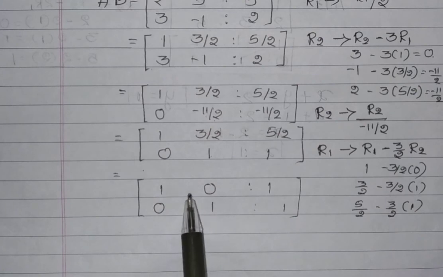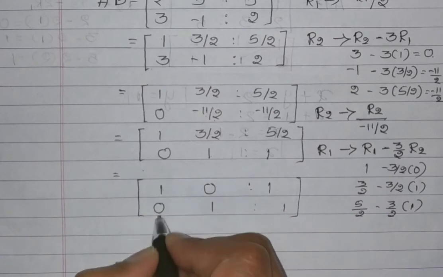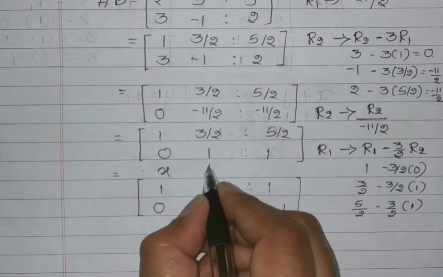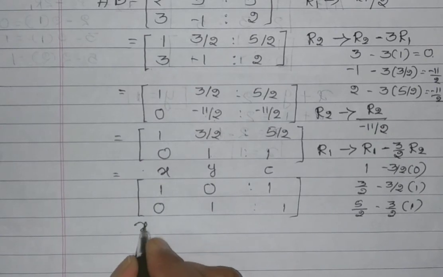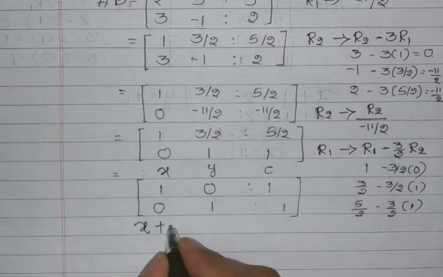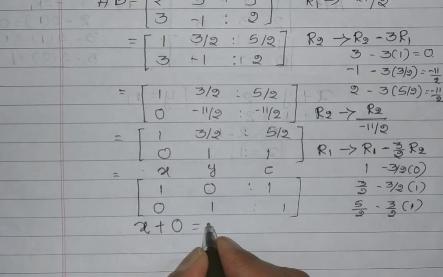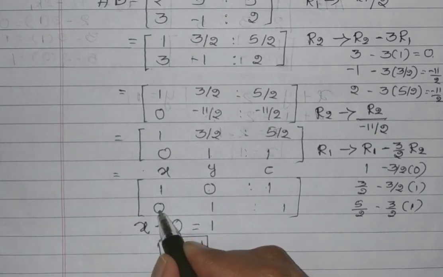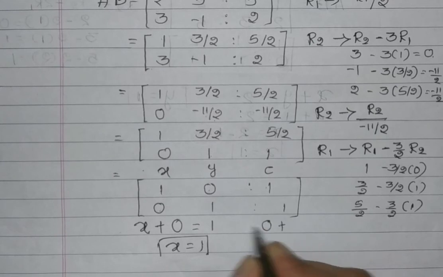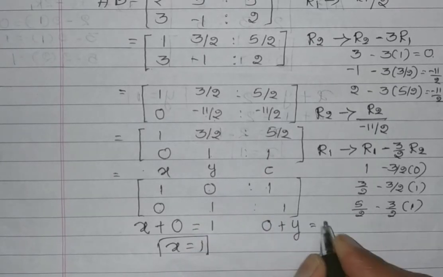Now again we need to convert this augmented matrix in terms of equation. So here first column represents x variable, second column represents y variable, and third column represents constant. Therefore 1 into x plus 0 into y, 0, and the constant is 1. Therefore x is equal to 1. Next, 0 into x, 0, plus 1 into y, and the constant is 1. So here this gives us y is equal to 1.